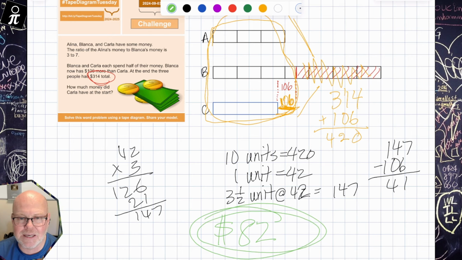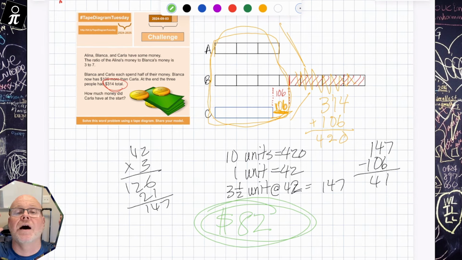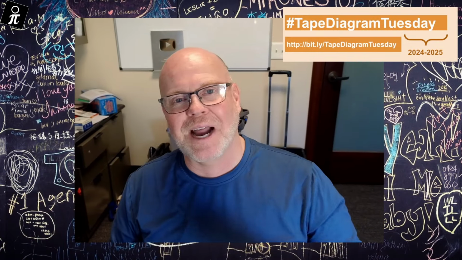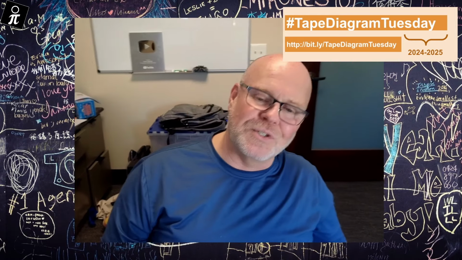So how much money did Carla have at the beginning? She had $82. Folks, on this one, I would love to hear about your more efficient ways to explain this problem. That was a blast. And that wraps up another week of Tape Diagram Tuesday.